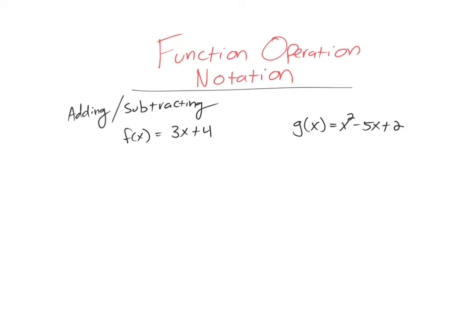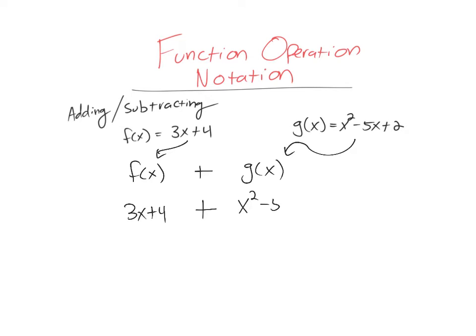Well, really, what we're saying is, okay, f of x, whatever all of the stuff of f of x is, plus g of x. And so what you'd do is replace the f of x stuff with the 3x plus 4, plus, and then all of the g of x stuff, replace that with x squared minus 5x plus 2. Well, I'm not going to actually finish this problem, but this is in essence what it means.